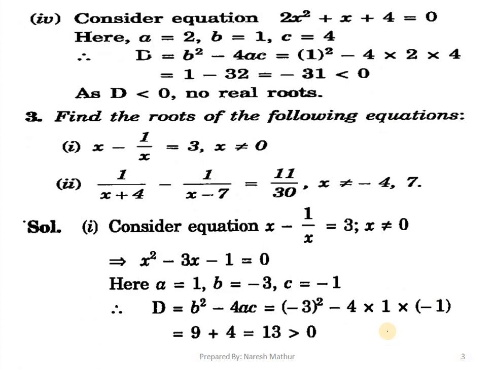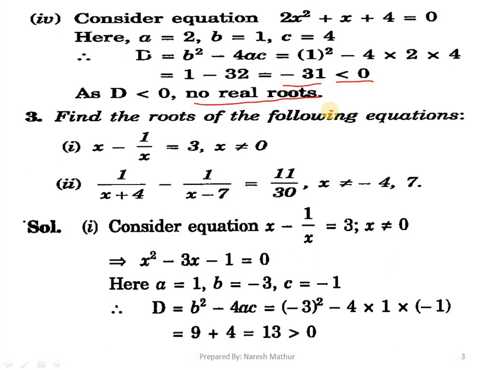In the next question, we have a, b, c. When we find the value of d, we get minus 31, which is less than 0. As d is negative, we need not solve it further. We can directly write that no real roots are possible for the given equation, and that's it. We will not solve it further.